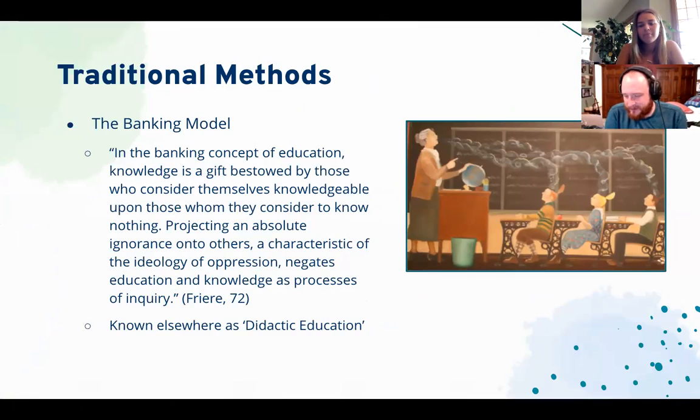So the first model that Freire notes is the banking model, which is sort of the most common model of education in Western education, which, as he says, in the banking concept of education, knowledge is a gift bestowed by those who consider themselves knowledgeable upon those whom they consider to know nothing. Projecting an absolute ignorance onto others, a characteristic of the ideology of oppression, negates education and knowledge as processes of inquiry.